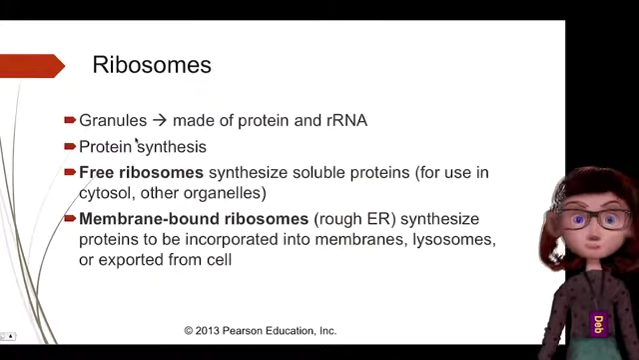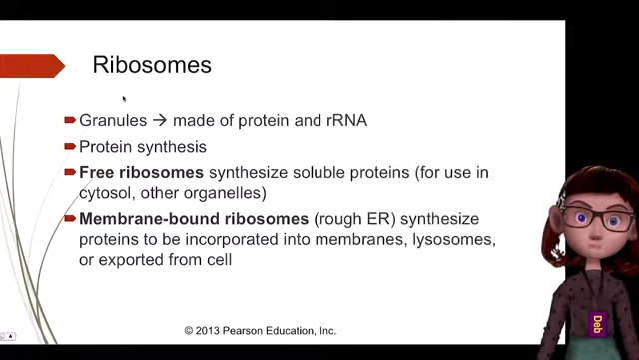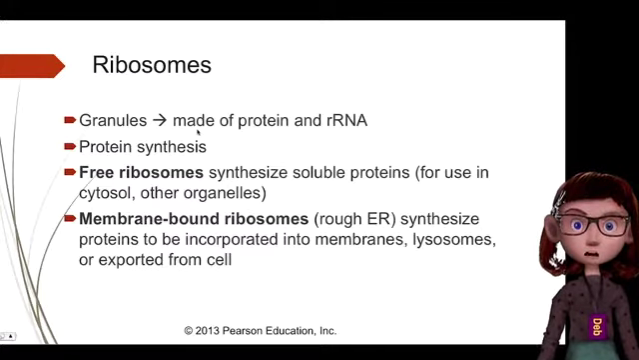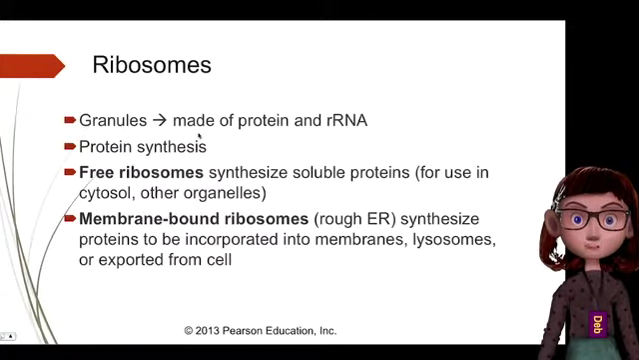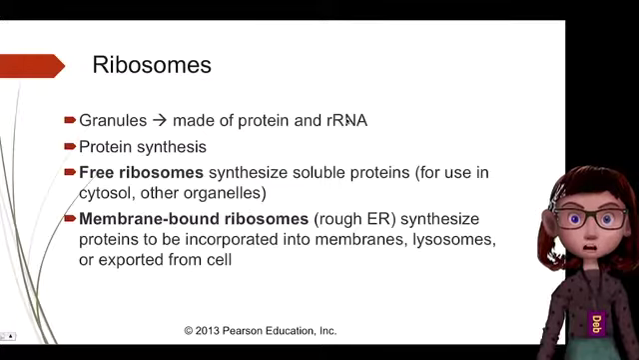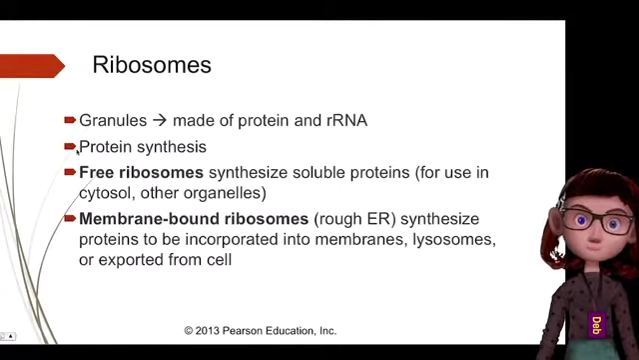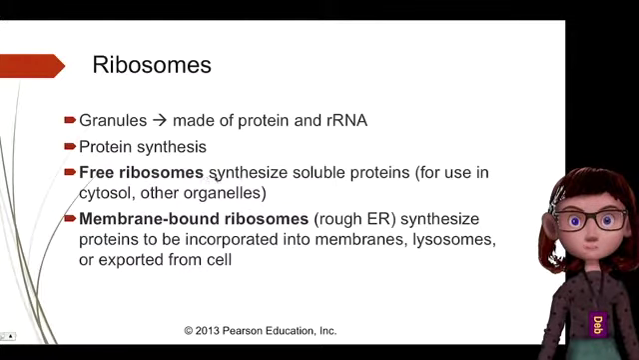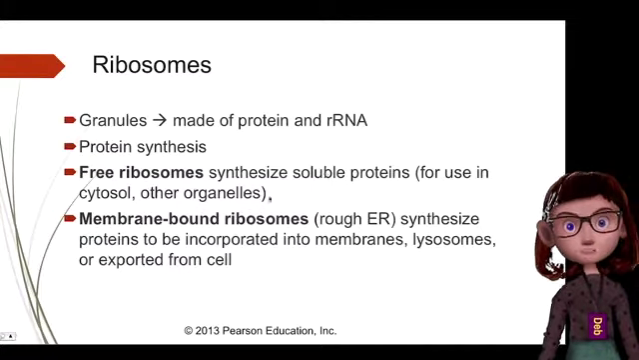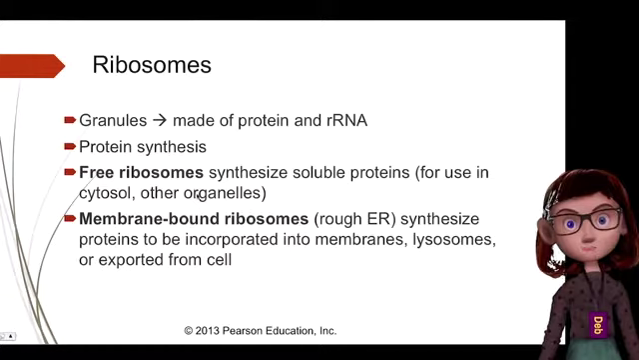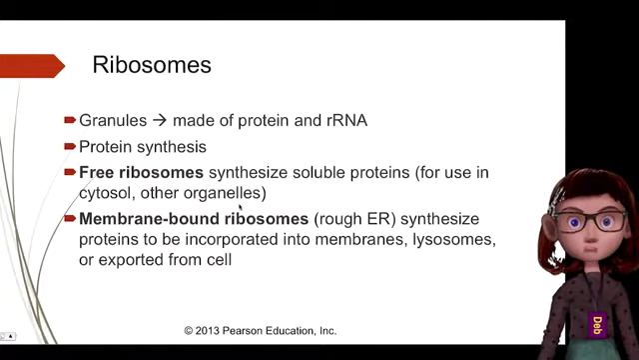Ribosomes are little granules. When you look at a photomicrograph, generally an electron microscope, you can see these little granules in the cell. These are made out of protein and ribosomal RNA. Their big job is protein synthesis. Free ribosomes actually synthesize soluble proteins that will be used within the cell. They will be floating around in the cytosol, and these can be used to make proteins for other cellular organelles.